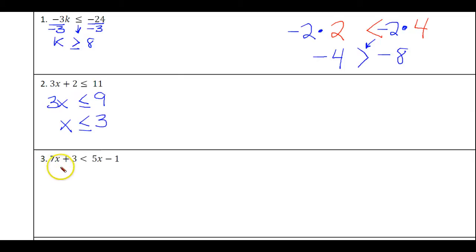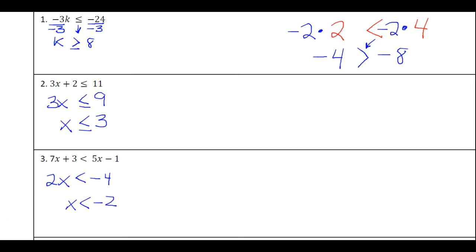And here we have, again, try to keep your variables positive. So we're going to transpose the 5x. On this side it becomes a negative 5, so this will be 2x. And here we're going to subtract 3, or transpose. On this side it becomes a negative 3, and a negative 1 gives you a negative 4. We're now going to divide by a positive 2. x is less than negative 2.